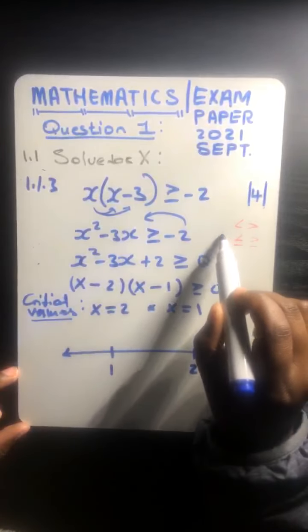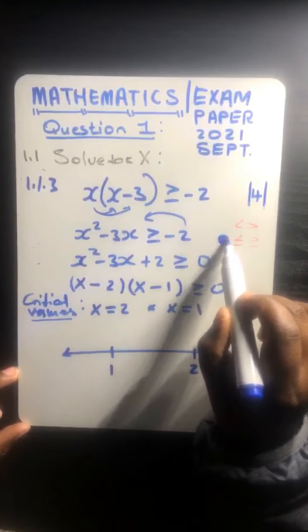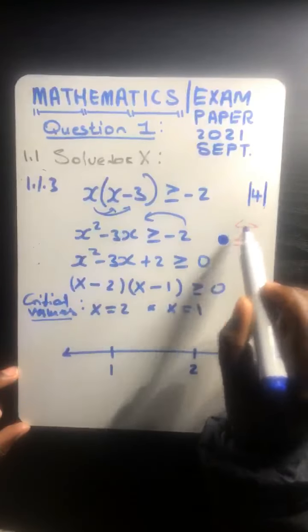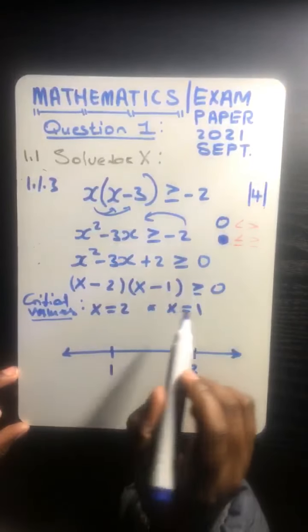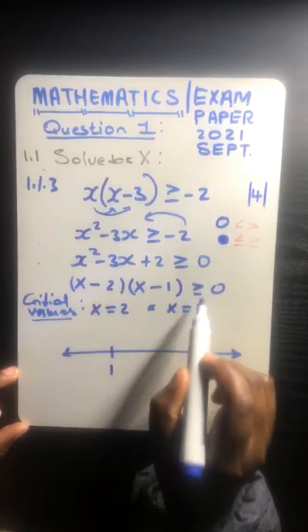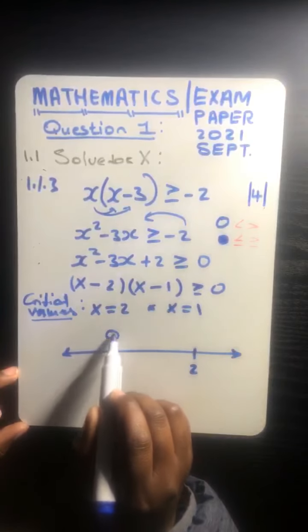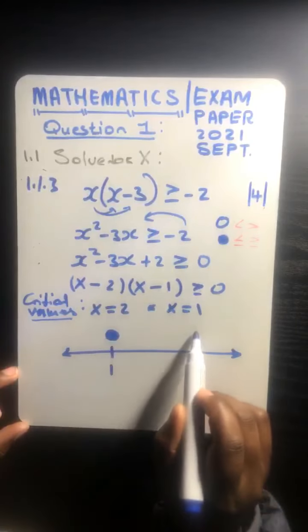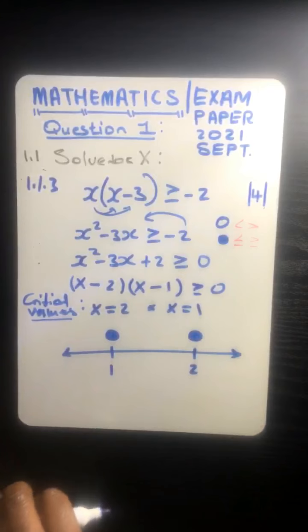That's where you have a dot or a round which is shaded. But if it was less than or greater than, it was just going to be a round over there. So because we're dealing with greater than or equals to, you are going to have a circle which is shaded. Very, very important over there.